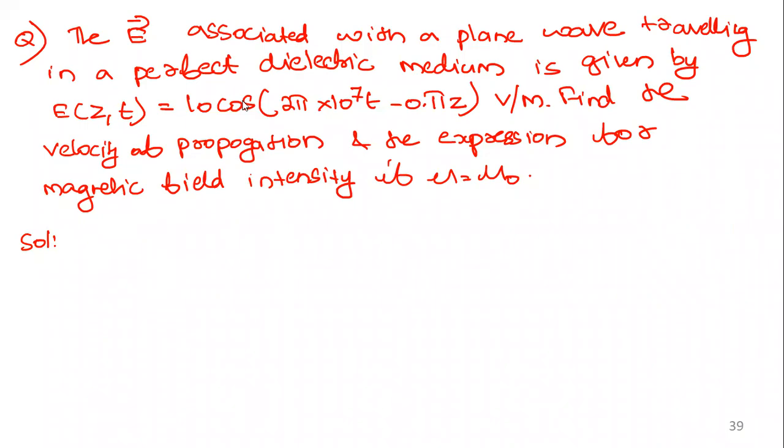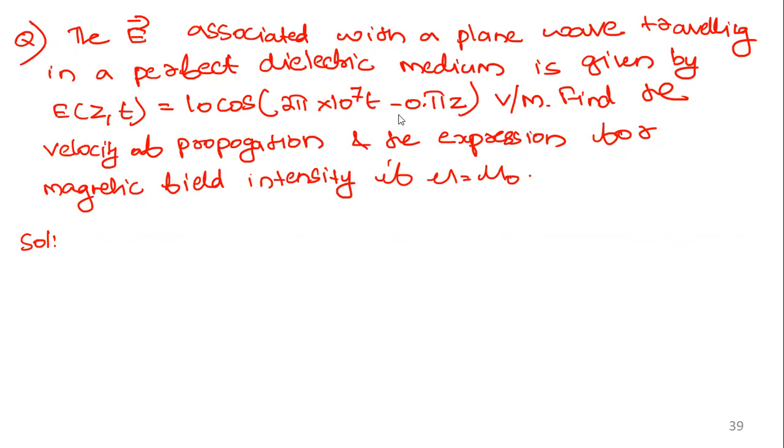So we have a question. The electric field associated with a plane wave traveling in a perfect dielectric medium is given by this equation, 10 cos(...) volt per meter. It is propagating along the z direction.